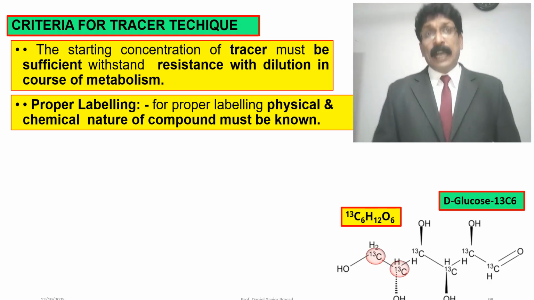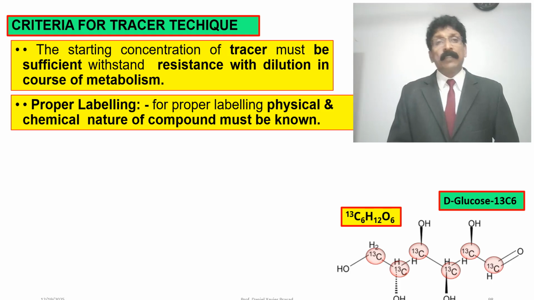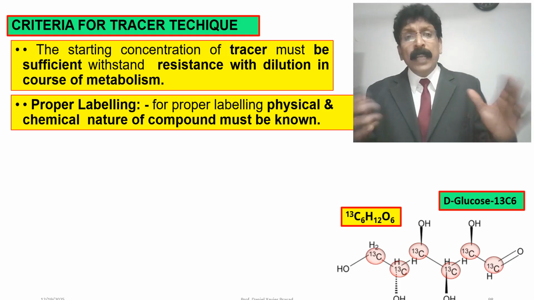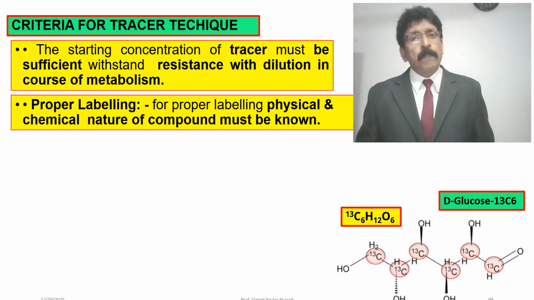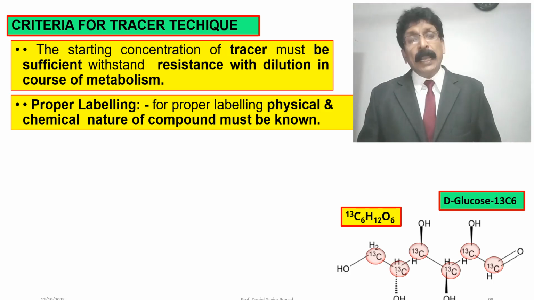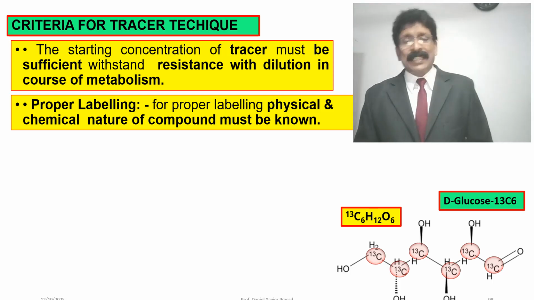See that identification which I have shown by rounding it. 1, 2, 3, 4, 5, 6. 6 carbon atoms have been labeled with carbon-13. This is the labeling of a glucose molecule. Simply, a student should know what labeling is, what radioisotopes are, and how you label a compound and feed it to the particular living organism, plant or animal, and find out its biotransformed product. That's the tracer technique. That's it.